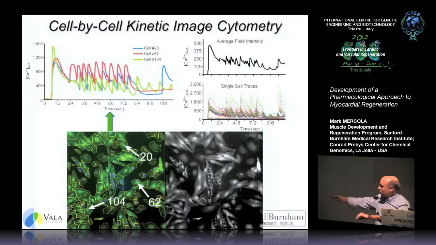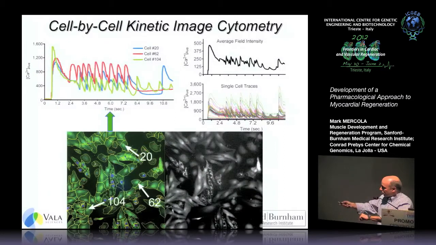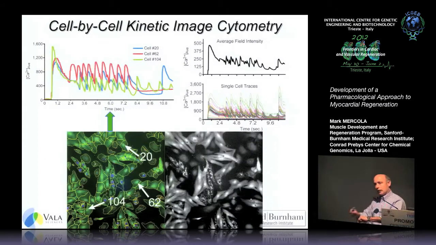So if you were to take a whole well view, okay, you would in essence just get a flat line because all the individual cells basically are canceling each other out. So you get kinetic data looking at every single cell, plus if you had a culture where there was pacing activity, you can get conduction velocity looking from one cell to the other. So you can get a lot of interesting kinetic parameters by looking at single cells.